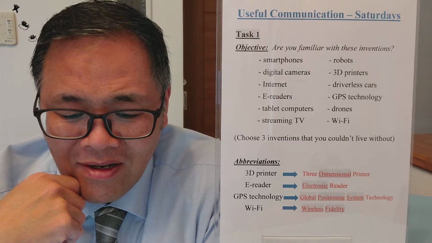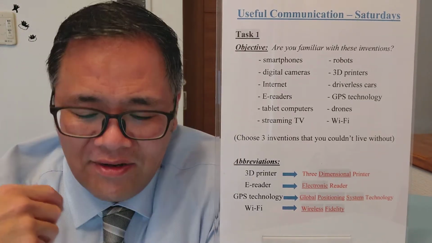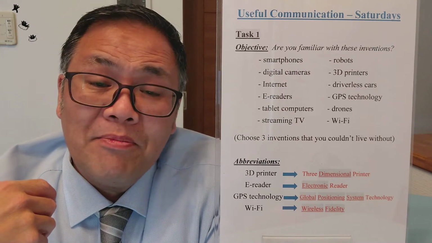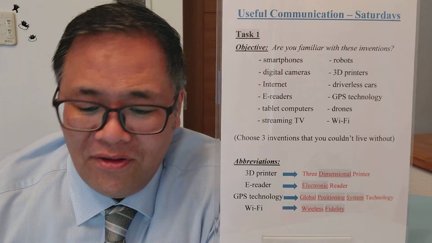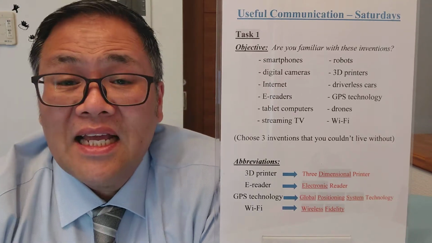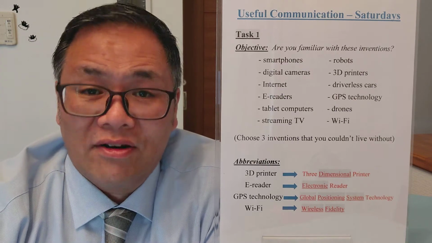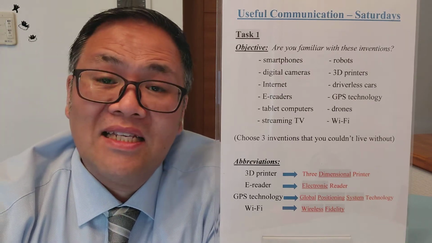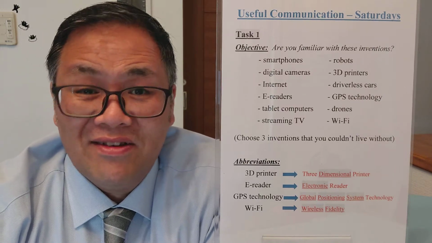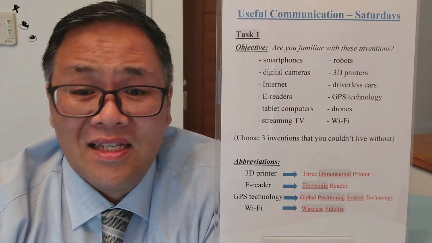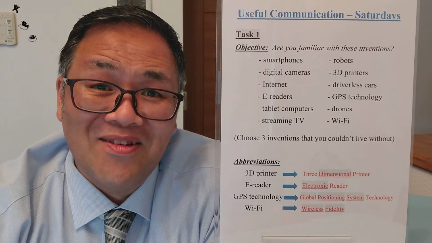Okay. Now, on the bottom here, let me just explain some of these abbreviations. 3D printer. Okay, D means dimensional, so 3-dimensional printer. Then e-reader. E is an abbreviation for electronic, so electronic reader. Then we have GPS technology. You've heard this maybe many times on TV, in the newspaper. Okay, GPS is an abbreviation for Global Positioning System.